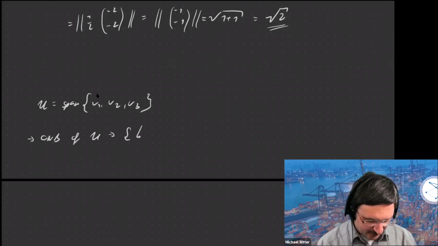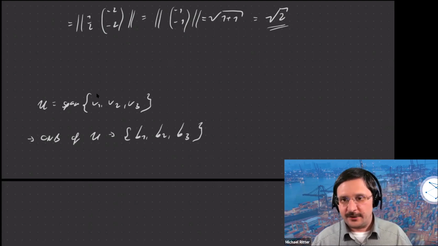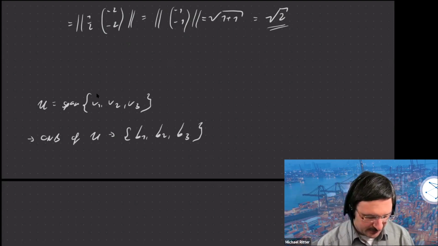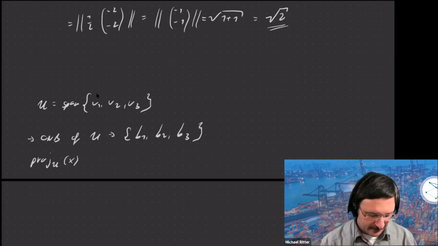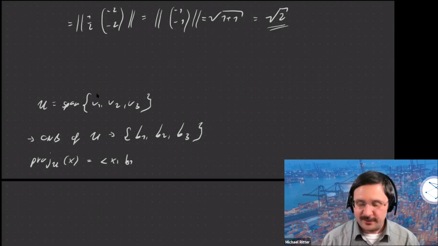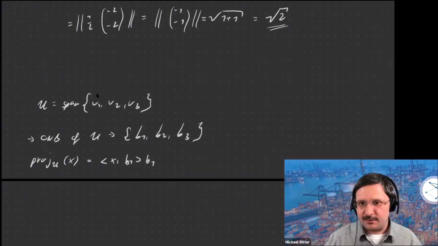And let's say that orthonormal basis is B1, B2, B3. So we have 3 vectors that are pairwise orthogonal to each other and all have length 1. And then to compute the projection of a vector x onto U, you would determine the scalar products of x with the orthonormalized basis vectors, so B1. This is the part of x that points in B1 direction.